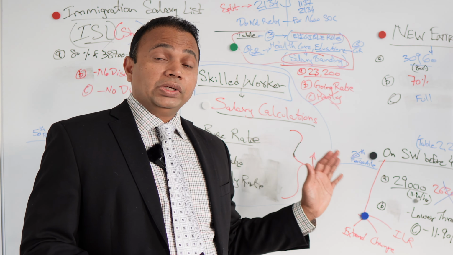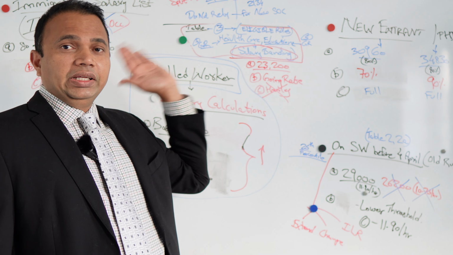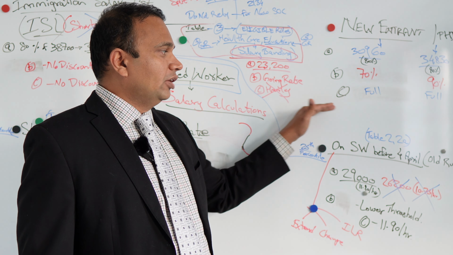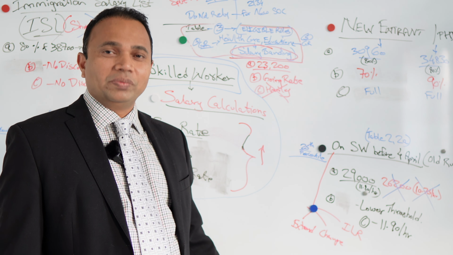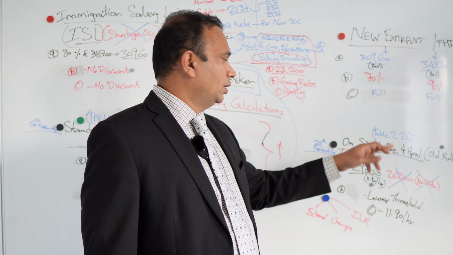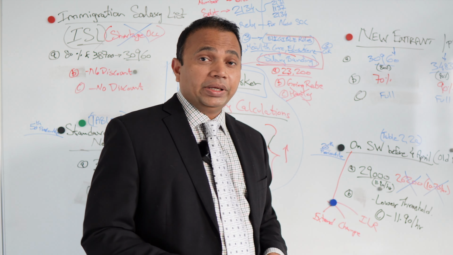So from 5th of April onwards, whichever courses were issued come under everything else on this side, and any courses issued on 3rd April 2024 or before, everyone comes under this small area over here. So on Skilled Worker visa before 4th April, these occupations are listed in Table 2 and 2A, and the salary is based on that.